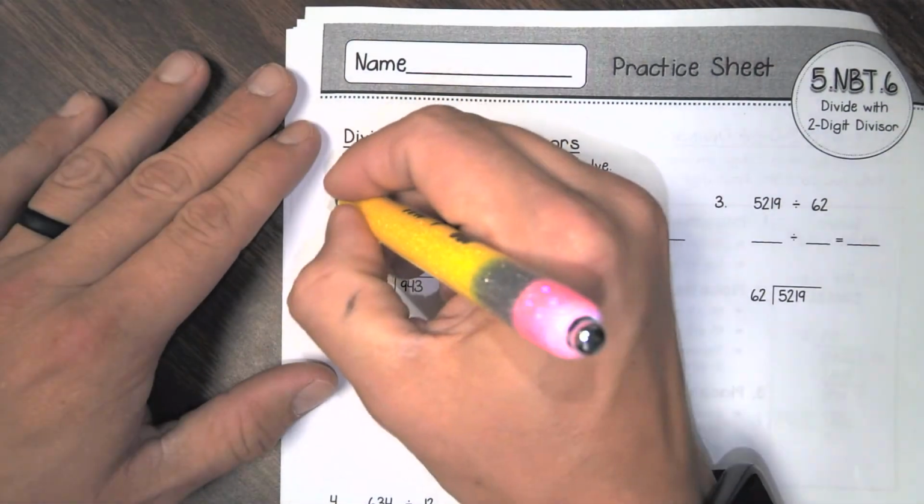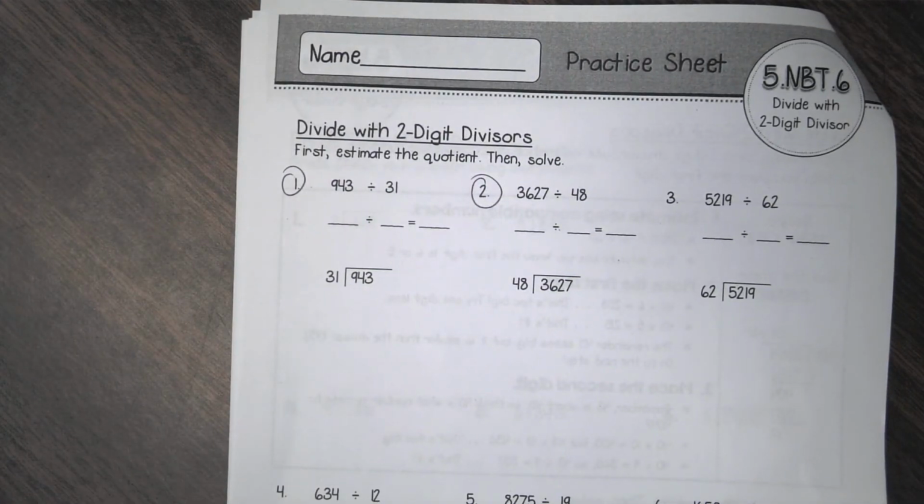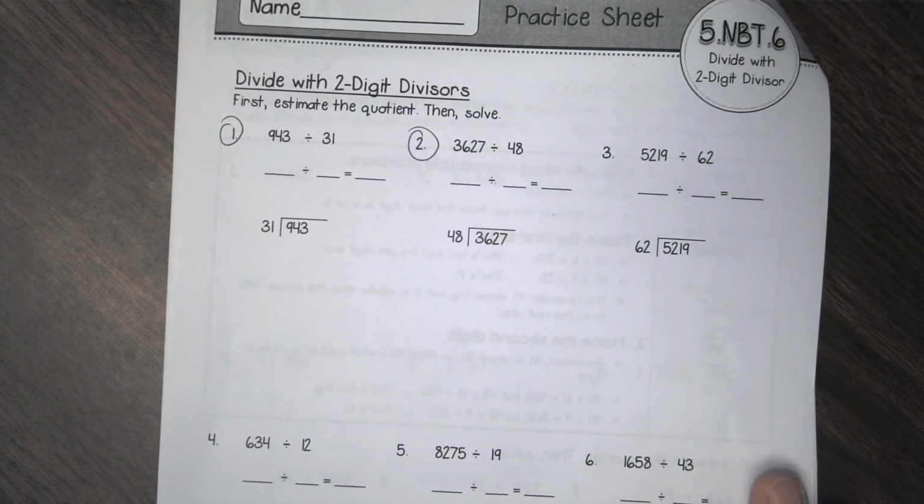All right, on the next page, page 14, you guys are going to do number 1 and number 2. 943 divided by 31. 3,627 divided by 48. I'll give you a few minutes. Go ahead and get started.